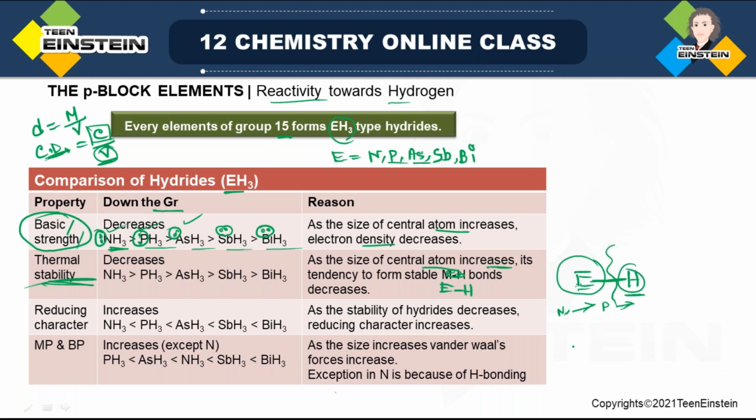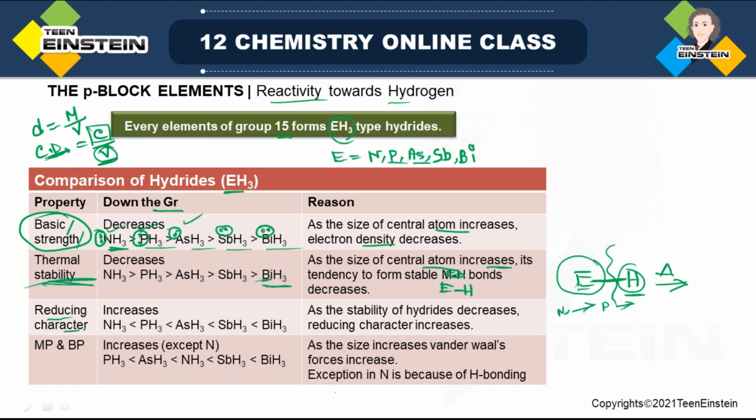And bond distance increase means you can easily break this bond. And when you can easily break this bond, that means thermal stability is very poor. Just by providing a very low temperature, you can break this EH bond. Okay. So when you are reaching BiH3, that is the maximum size of bismuth, then thermal stability is minimum. So down the group also thermal stability decreases.